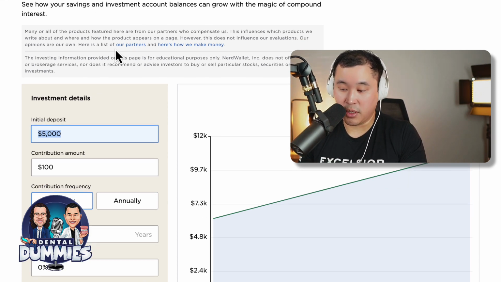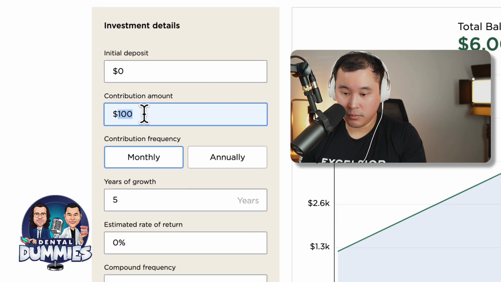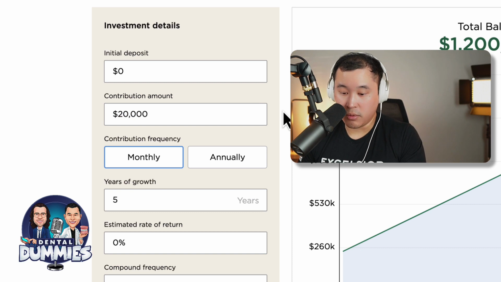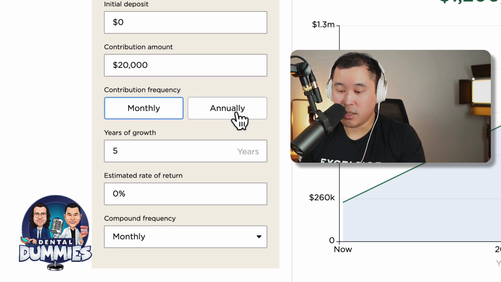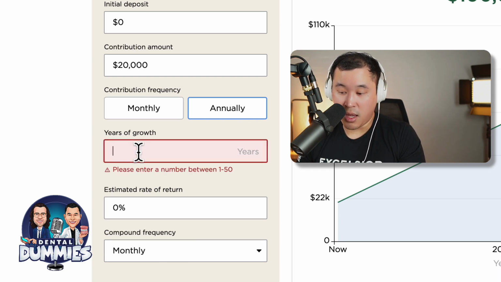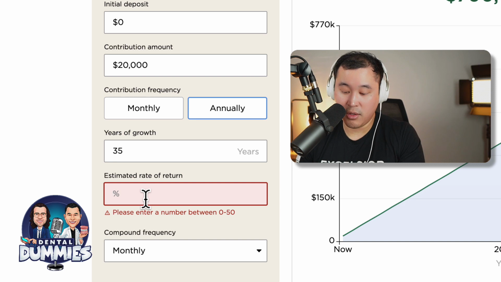Let's take a look at this in real time, guys. Look at it a little closely. Let's take the 401k initial deposit. We'll even start with zero. Contribution amount, $20,000 a year. It's like what? $1,500 a month or something like that. This is done annually. Let's say we start at age 30. So we retire at age 65.